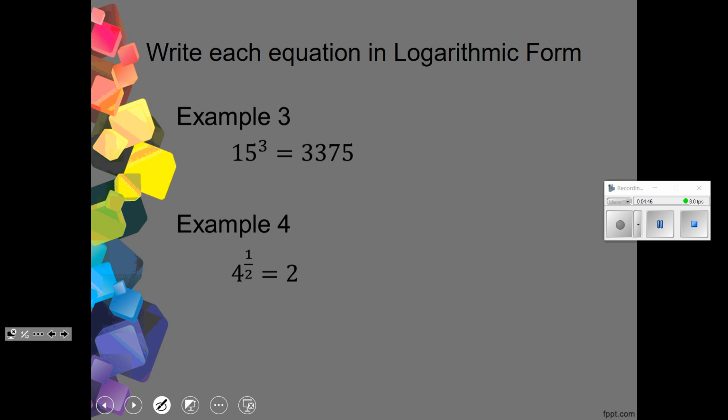So what we're going to do now is just do the opposite of that. We're going to flip it around. I've given it to you in exponential form using an exponent. We're going to take it to logarithmic form. Anybody have any ideas? The log base 15 of 3,375 is equal to the exponent, which is 3. Okay?